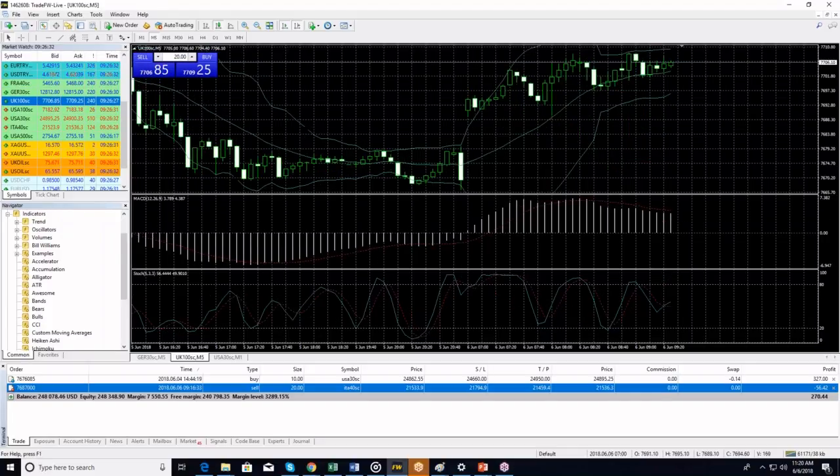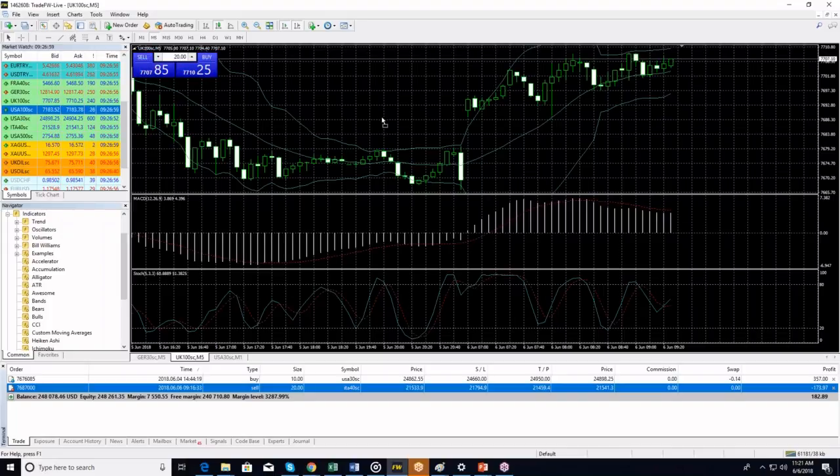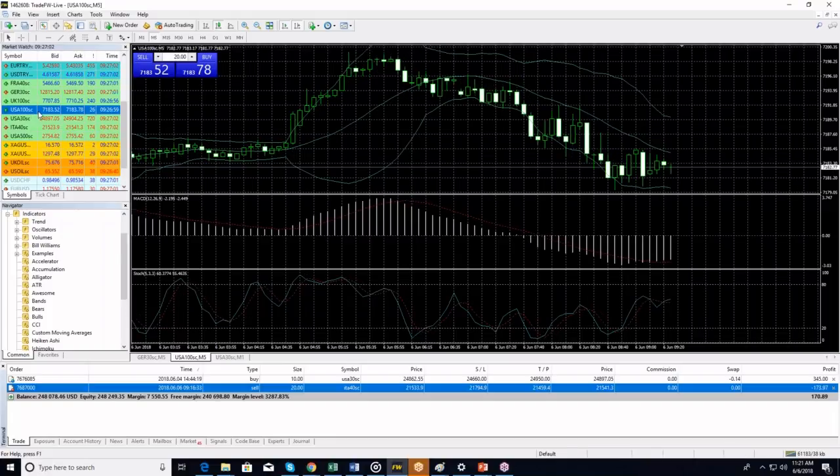So UK 100. Also here the same picture, opened with a small gap this morning, moved in the same price range, had small ups and downs, and right now it's stable, no sharp movements. That's why we leave it for later on. USA 100, our Nasdaq. Here it's the same picture also.